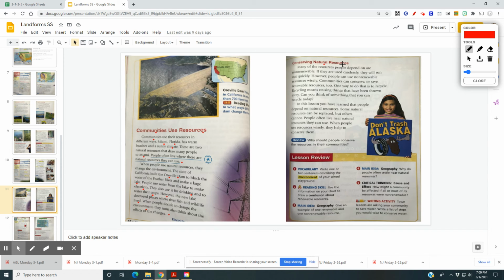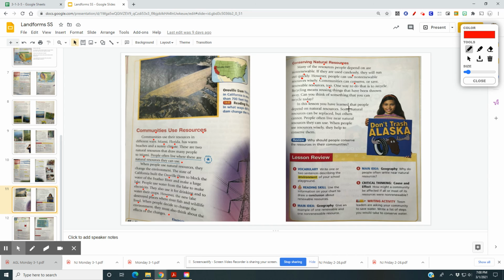Conserving natural resources. Many of the resources people depend on are non-renewable. If they are used carelessly, they will run out quickly. However, people can use non-renewable resources wisely. Communities can conserve, or save, non-renewable resources too. One way to do that is to recycle. Recycling means reusing things that have been thrown away. Can you think of something that you can recycle today?